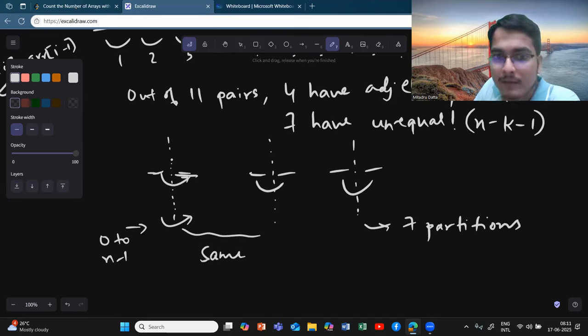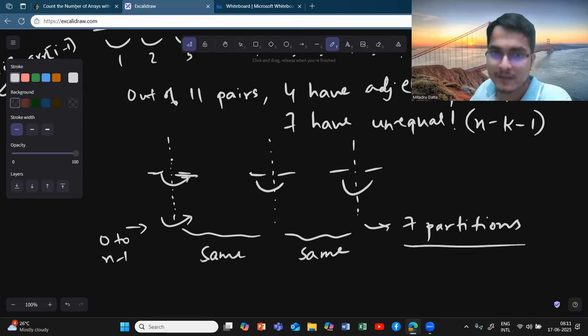Within this partition, all the numbers are same. Within this partition, all the numbers are same. So what I want to say is that only the 7 such pairs of indices exist where there is a difference. There exist different numbers. All other pairs have equal numbers. You take any pair apart from this pair, they have equal numbers.